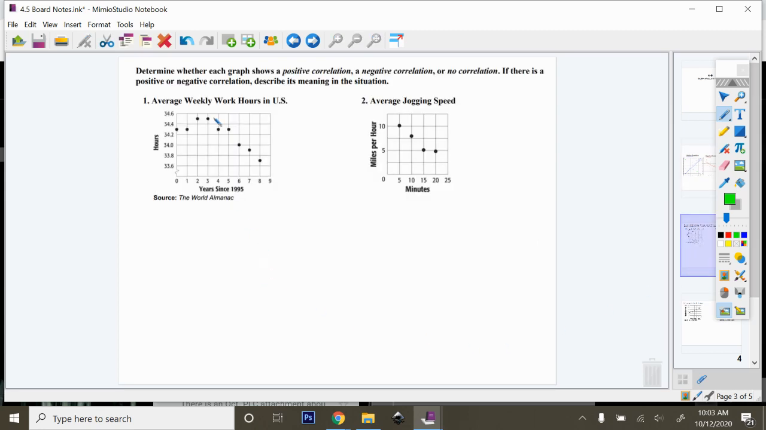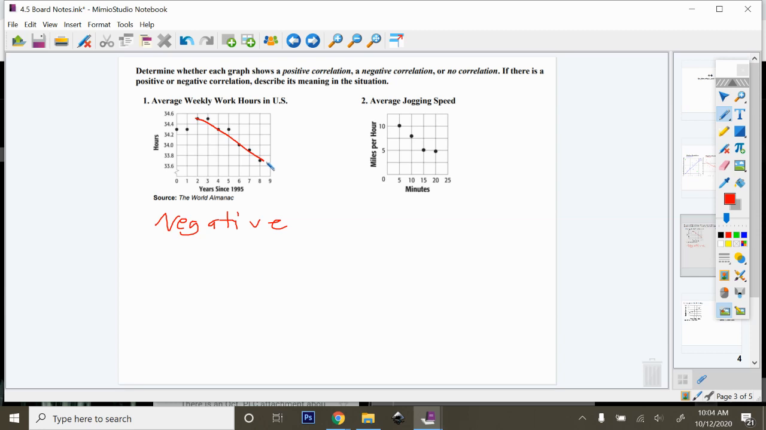So let's look at some problems they may ask you. It says determine whether each graph shows a positive, negative, or no correlation. If it's positive or negative, describe its meaning. So let's pick a color here, red. And I see these dots, they are pretty much going downhill. Now you can see there are these two here that don't really fit, but for the most part, almost all of my dots are going down. If all of my dots are going down, then this is negative.